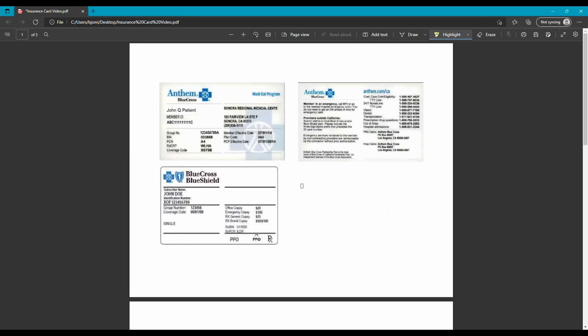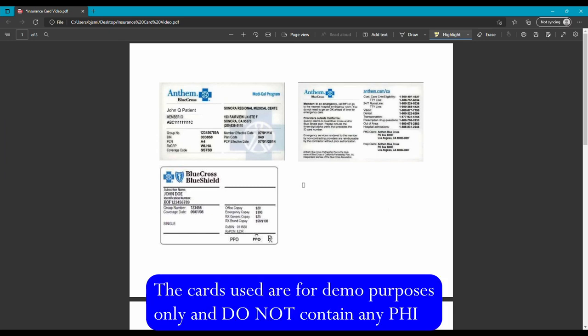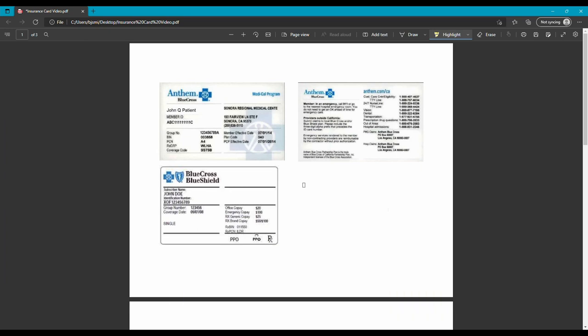I have chosen a few examples of insurance cards. These are demo insurance cards only. I Googled to find them. I will put the links of where I found them in the description of the video, but they are not real patients. There's no PHI here. They're just used for demonstration. And I chose national payers, so hopefully these will be similar to some of the payers that your staff will be seeing coming into the office with patients with their medical insurance cards.